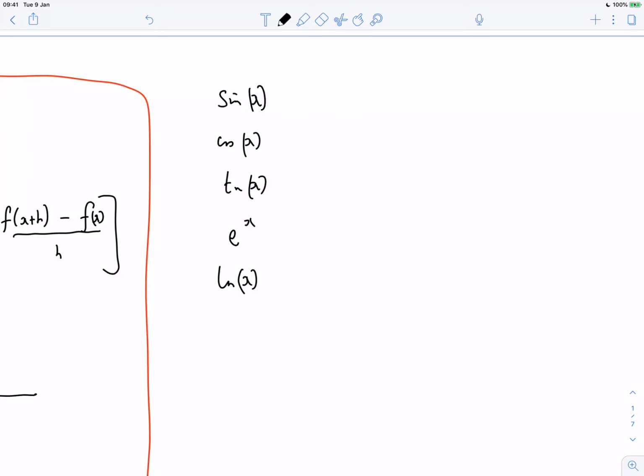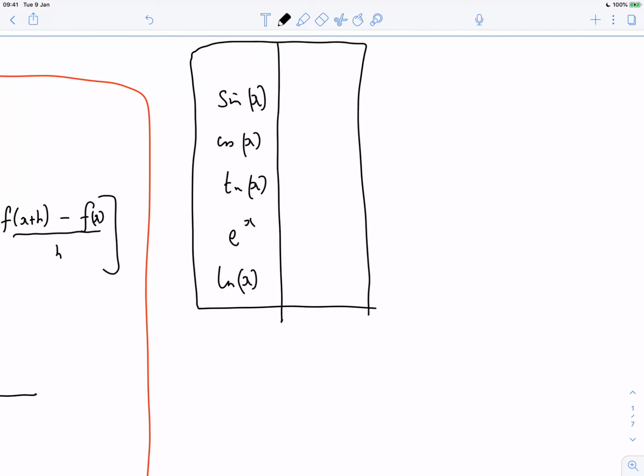Right, so what I'm going to do is give you a table of these derivatives you need to memorize, and then I'm going to show you where they come from and how they came to be. So here is my table of derivatives you're going to need to memorize. So if this is my f of x, then this will be my f dash of x. So what do they each differentiate to?